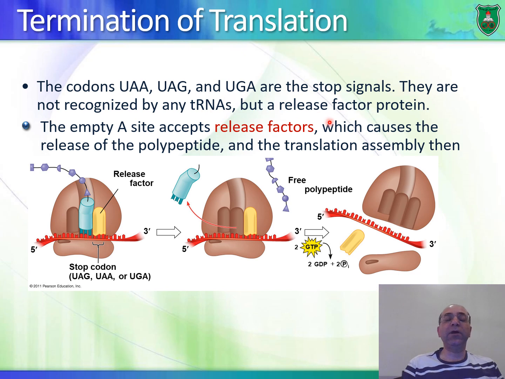Rather, you have proteins known as release factors. There are a number of proteins, and what they do is that they can recognize these stop codons. They bind to the A chamber and they release the whole complex. They dissociate the whole complex, and here you have termination of translation, and the polypeptide is now released.